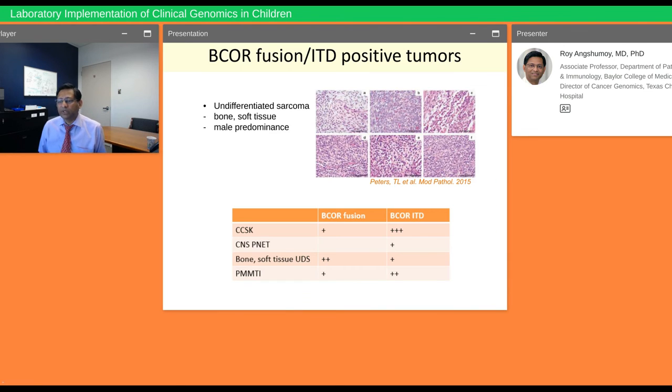Now we know, about 5 or 6 years down the line, that many of these tumors that we call undifferentiated sarcomas and other tumors can have both types of alterations defining these tumors. So this table over here at the bottom shows on the first column, you have the different tumor types. The second column shows the incidence of BCOR fusion in these tumors. And then the third column shows the incidence of BCOR ITDs in these tumors. And what we found was that somewhat interchangeably, most of these tumors can have either one. And so this is borne out by the genetic and by the expression studies that I've shown you so far.